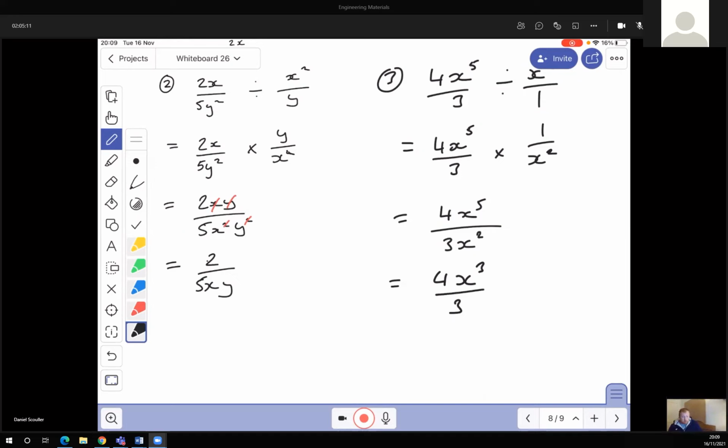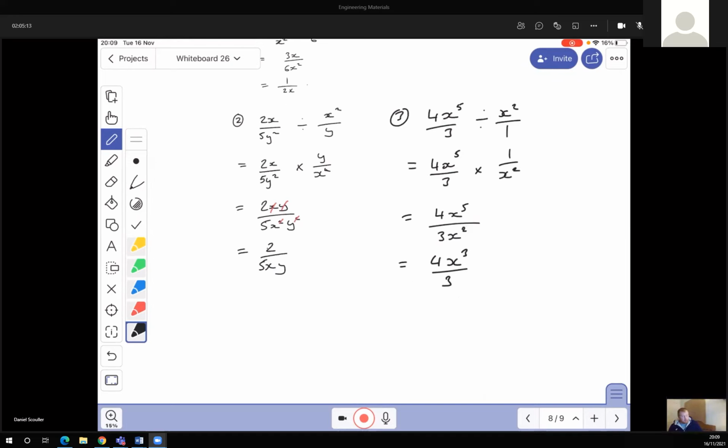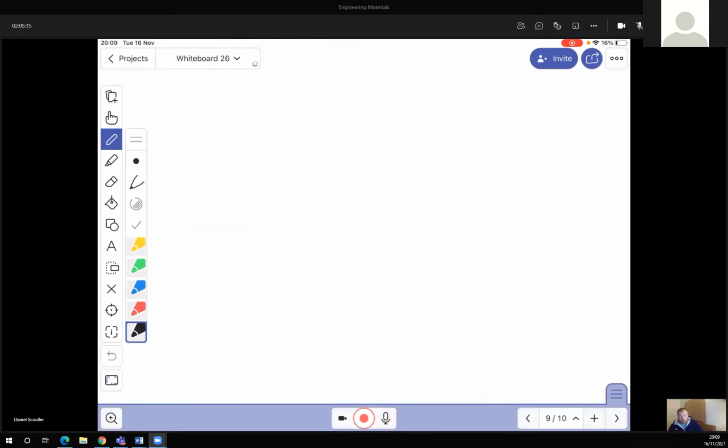So let's just give that a wee try. That's 10 past 8. So we try these, and it would come up in the same way: express in a single fraction in its simplest form. So give these a try. 2x squared over 3 divided by 5x cubed over 6.